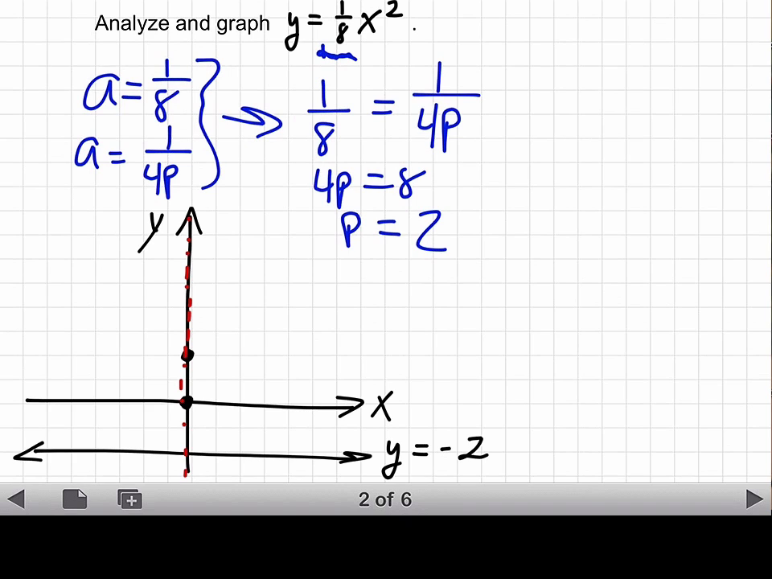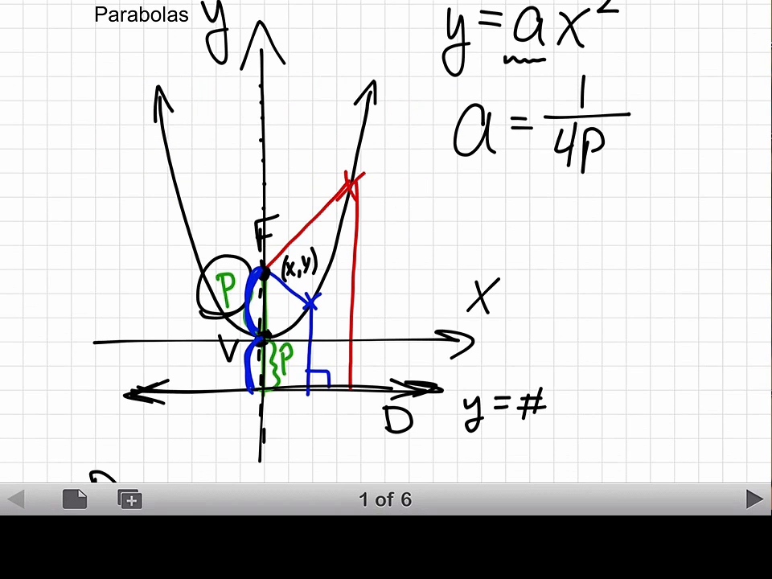Now, let's go back and see what we can do knowing about P. So we said here a minute ago that P is how far the focus is from the vertex.